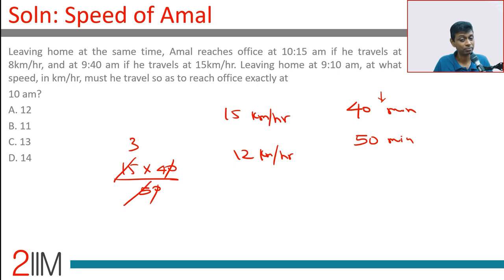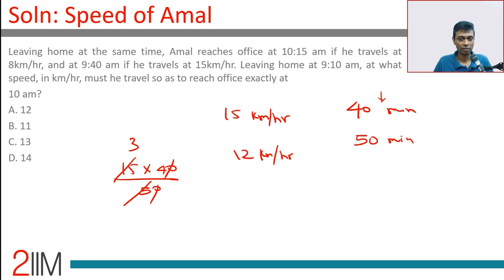A lot of these speed time distance questions, especially in this format, become much simpler if you can just think in terms of ratios. Ratio of speeds is 8 is to 15. Ratio of time taken will be 15 is to 8. That's all. The moment you grab that, the starting time is known.